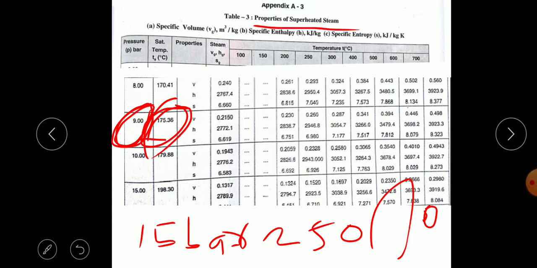Corresponding to 9 bar we go horizontally, and corresponding to 400 degrees centigrade, these will be the values of specific volume. Enthalpy is 3266 and entropy is 7.5. So we can use the superheated steam table.